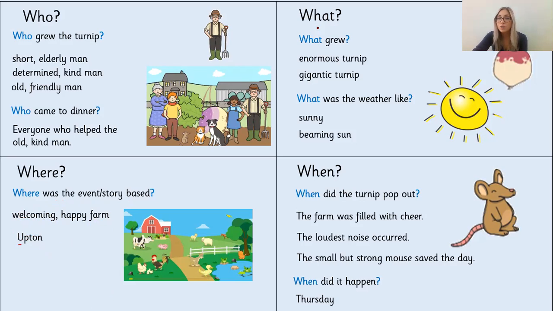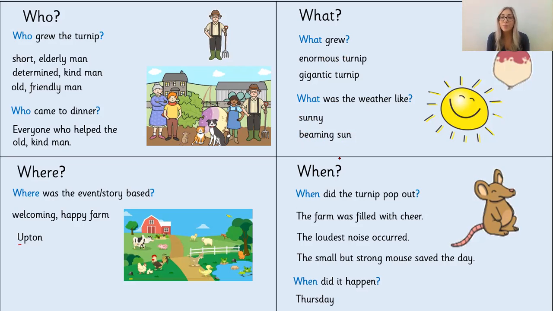Then we looked at what, so what grew? And we came up with different adjectives. I said the enormous turnip, and then I came up with the gigantic turnip. Our next question was, what was the weather like? And I said it was sunny and there was beaming sun, or the sun beamed. Then we went on to our last box, which was when. So when did the turnip pop out?